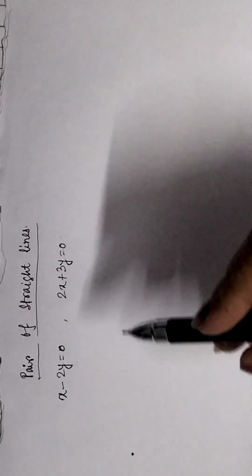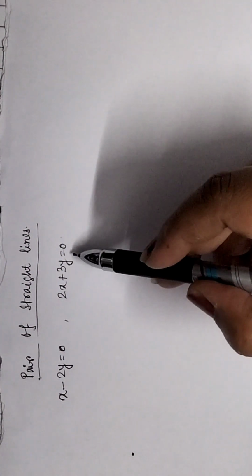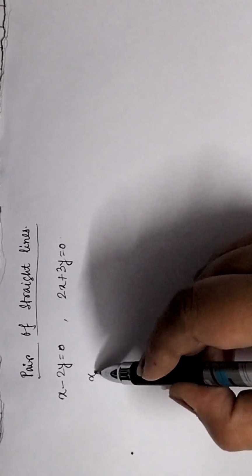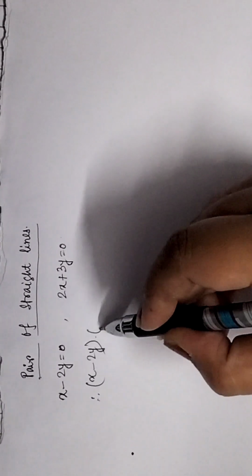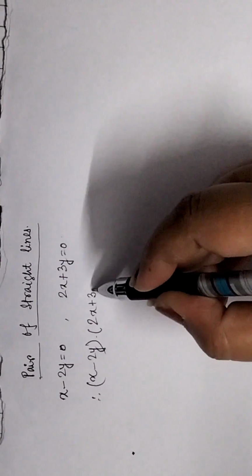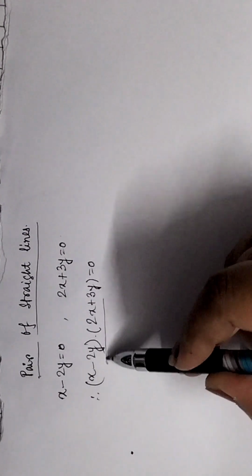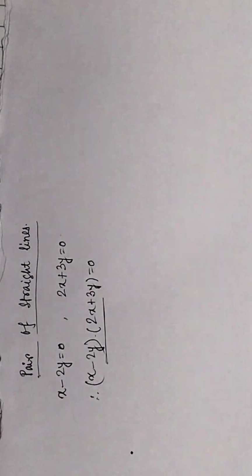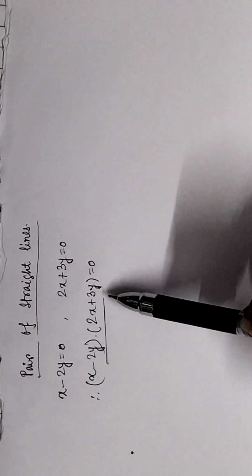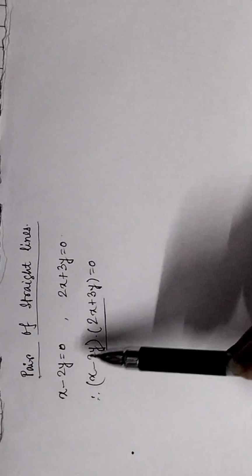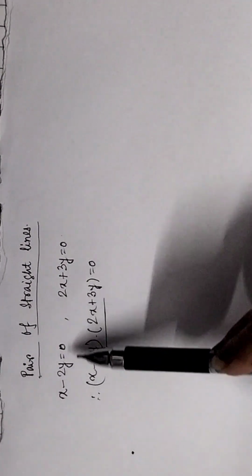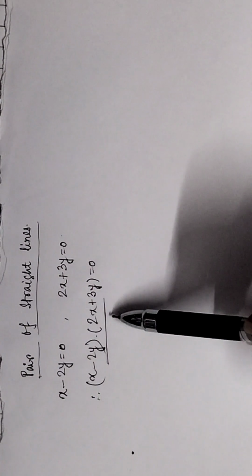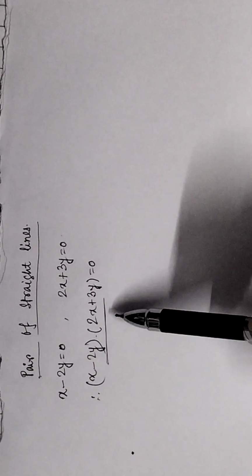How will we form it? Just multiply these two equations this way. x minus 2y into 2x plus 3y equal to 0. So this will represent the pair of equations, these two equations together, and as individually they are passing through 0, obviously this equation will also be satisfied by the coordinate 0, 0, right?